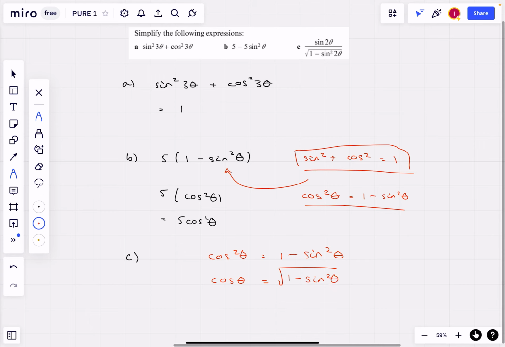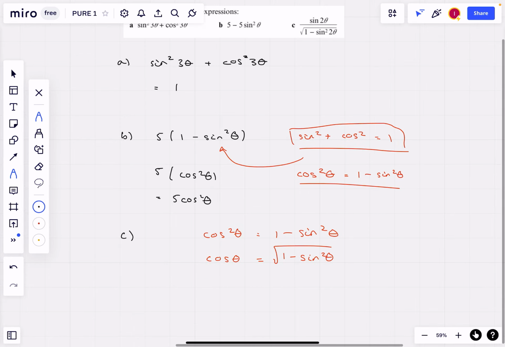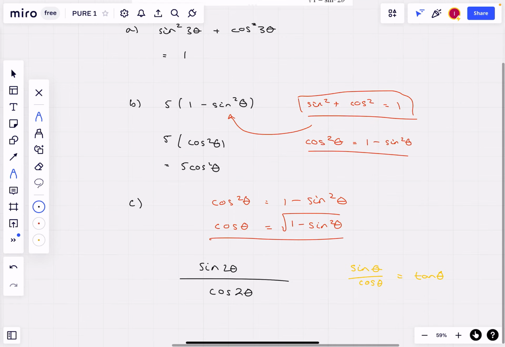Like I said before, it doesn't matter if there's a number in front of the theta. So that's equivalent to sine 2 theta over cos 2 theta. Okay, because I'm making use of this manipulation of the identity. And now you can use identity number 2. Sine theta over cos theta equals tan theta. So in this case, this is going to equal tan 2 theta. That's it. That is how you use both identities.